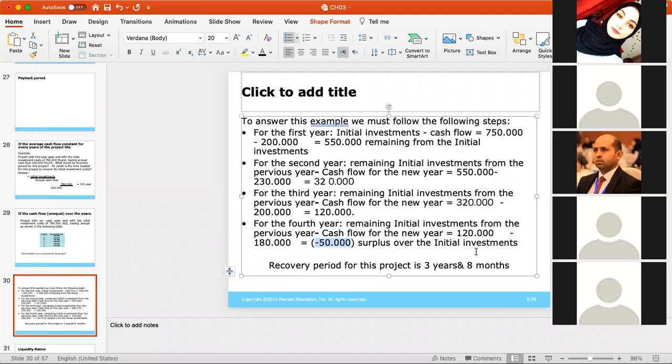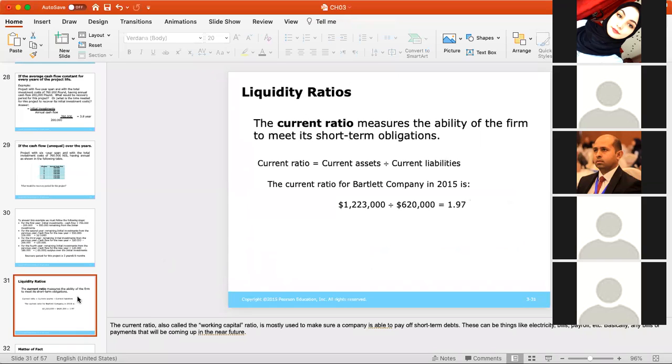So now I can divide this minus over the number of months, and it is going to tell me how many months are left. So again, this is 3 years and 8 months. 3 years and 8 months. So I think you already know about the payback period from the last lecture, or one of the last lectures.